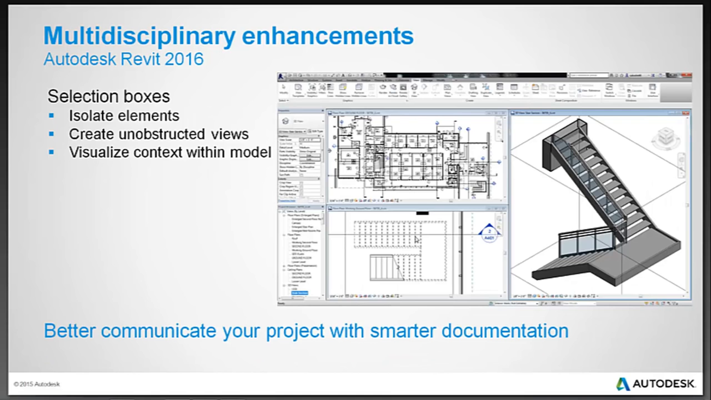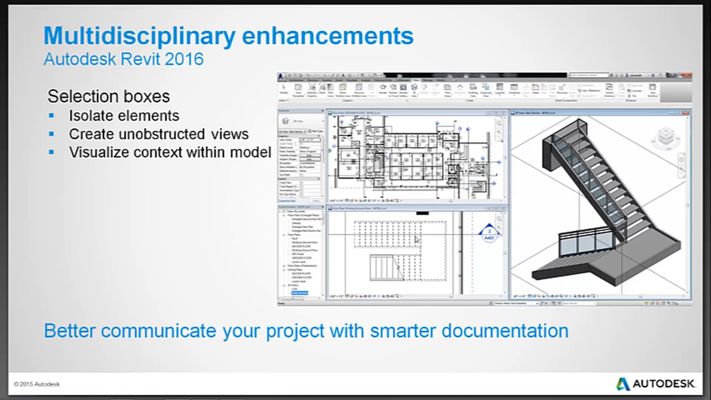There is a feature that has been added to Revit 2016 called selection boxes. This is a pretty cool feature. It allows you to isolate elements and easily create unobstructed views of these elements. Basically, what you can do is select an element in your project and use this selection boxes feature. It doesn't create a 3D view. What it does is take your default 3D view and auto-align it to kind of a scope box around whatever elements you have selected.